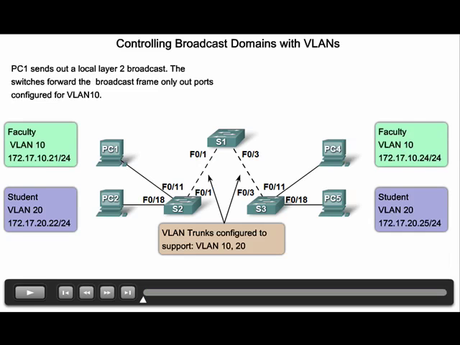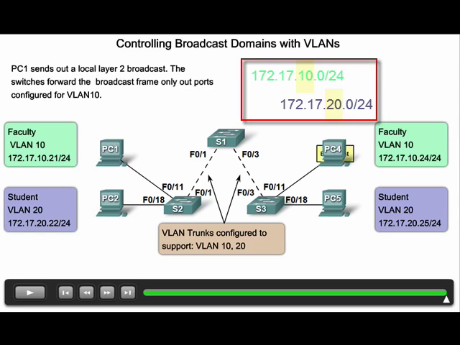After VLAN implementation, broadcasts sent by PC 1, which is now on VLAN 10, only reach other devices that are on VLAN 10. No longer do devices on the student or any other VLAN receive or process broadcasts from the faculty VLAN. Broadcast containment is beneficial because it reduces unnecessary network bandwidth usage due to broadcasts. As a result, the amount of CPU cycles devices use to process the broadcasts is also reduced.